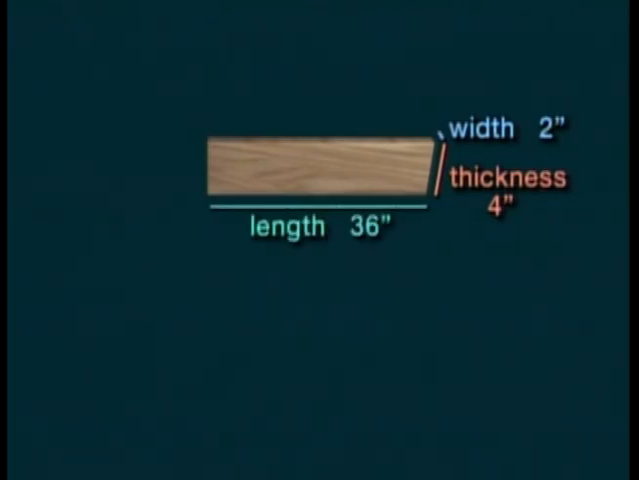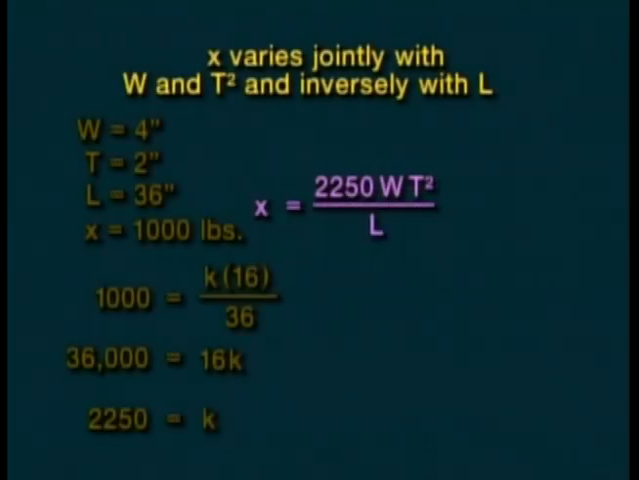Let's work with a shorter beam to see if we can get it to hold even more weight. We'll flip it on its side like this. Now the width is 2 inches. The thickness is 4 inches. Length is 36 inches. This is the same beam we used before, so we can use the same specific formula. We've just positioned it so the width is 2 and the thickness is 4. The length is still 36. We want to find the load capacity.